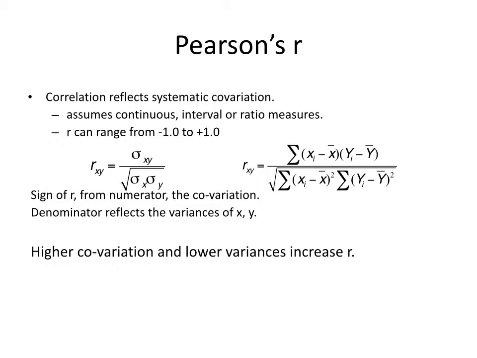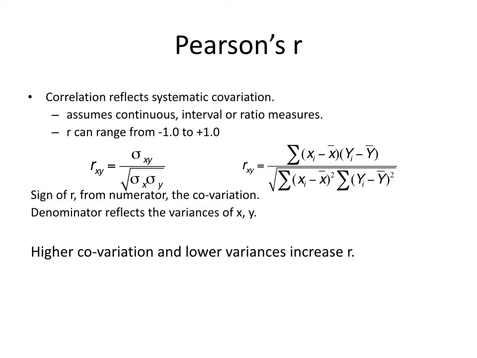The equations for R are given here. R XY, the correlation between X and Y, is given as the covariance of X and Y divided by the square root of the variance of X times the variance of Y. And then you see the expanded versions.